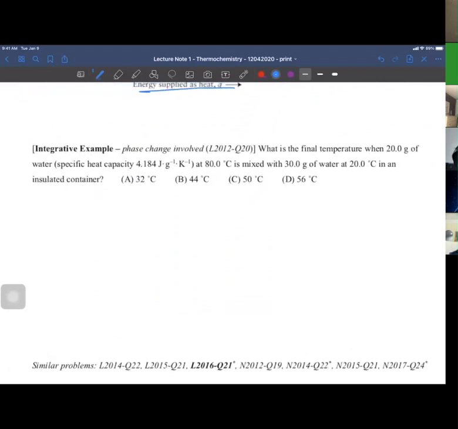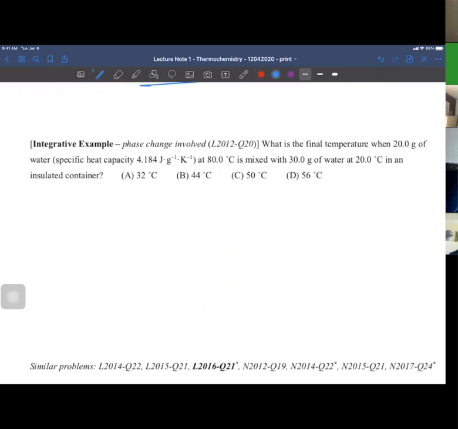Okay, this is a real USNCO question from the local 2012, number 20. So let me see. Is there phase change involved? It seems like there's no phase change involved. I think I made a mistake, but it's fine. We can work on the question.